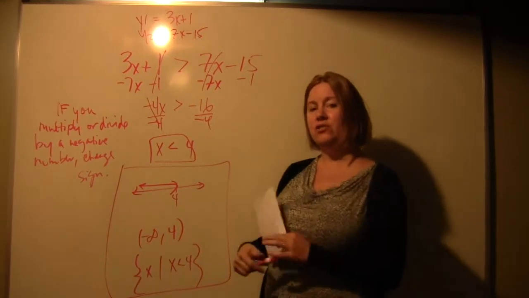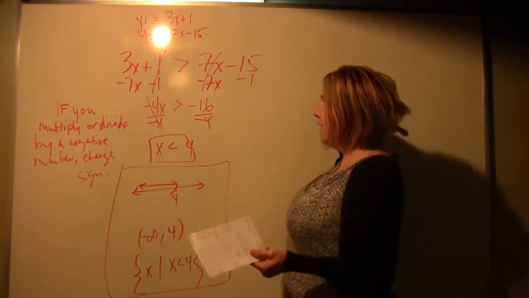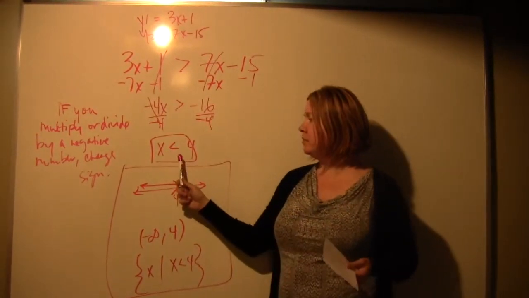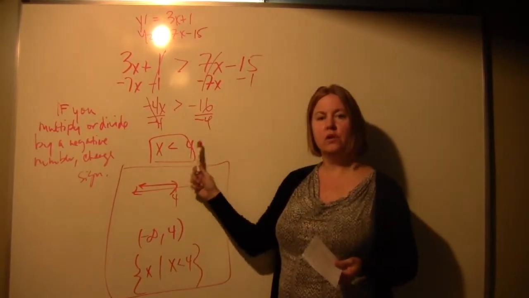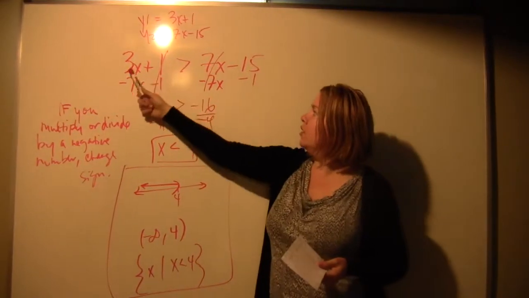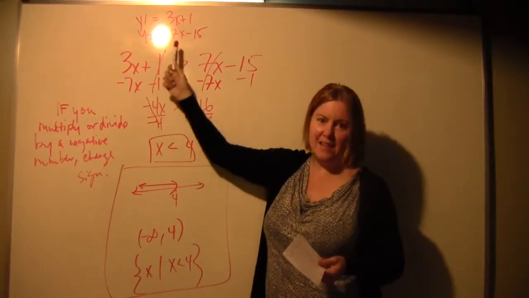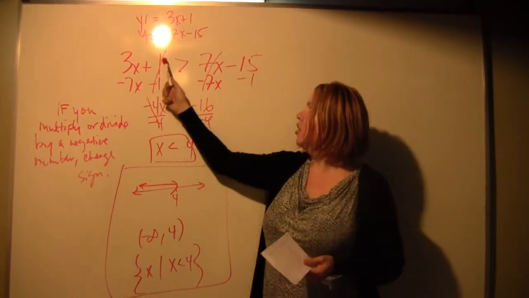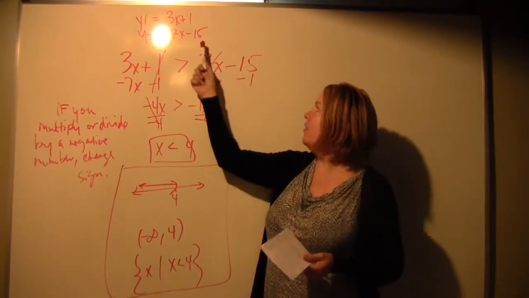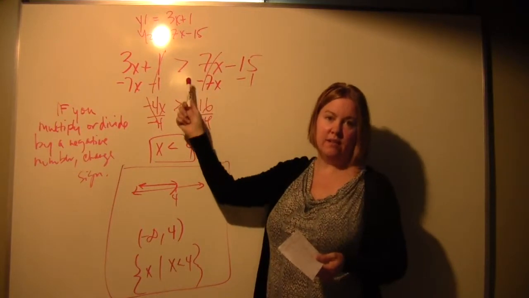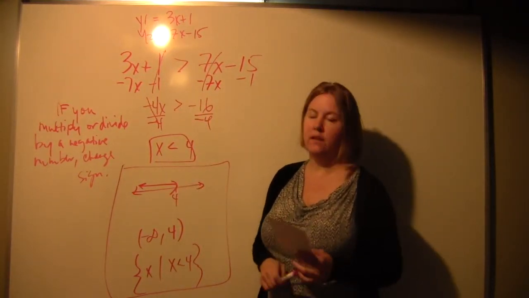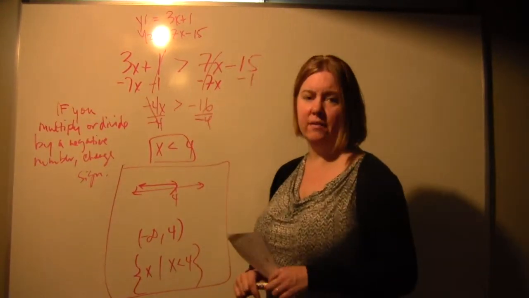And then you can hit your table, and you're going to notice when x is less than 4, you're going to notice that this line, the y values, are greater than the y values of this line when x is less than 4. Okay? Try that.